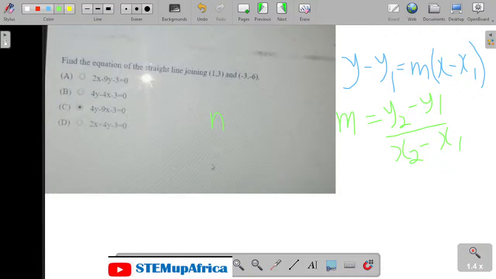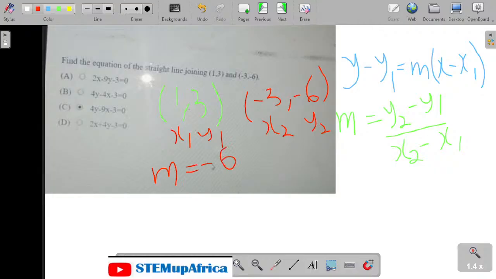So what are the points? The points are 1,3 and minus 3, minus 6. So I will call here x1, y1. This is x2, y2. So with that, I can now find my gradient. The gradient now becomes my y2, which is minus 6, minus y1, 3, over x2, minus 3, minus 1. That will give us what? Minus 9 over minus 4. Minus cancel minus. Our answer is 9 over 4 as gradient.